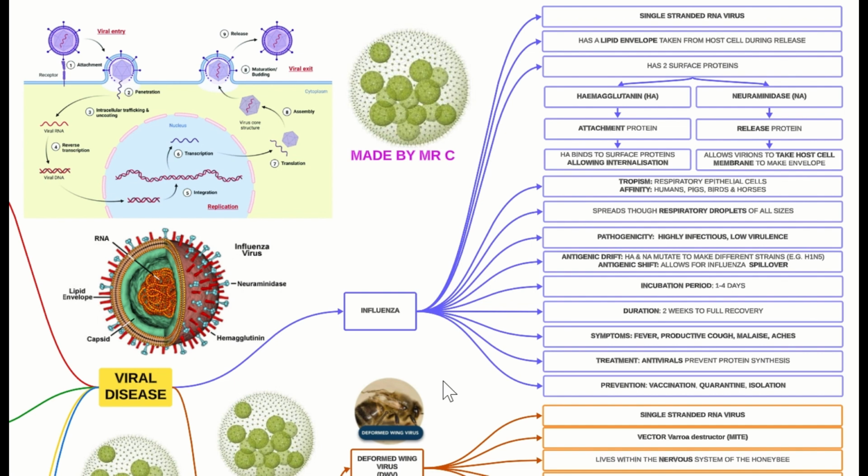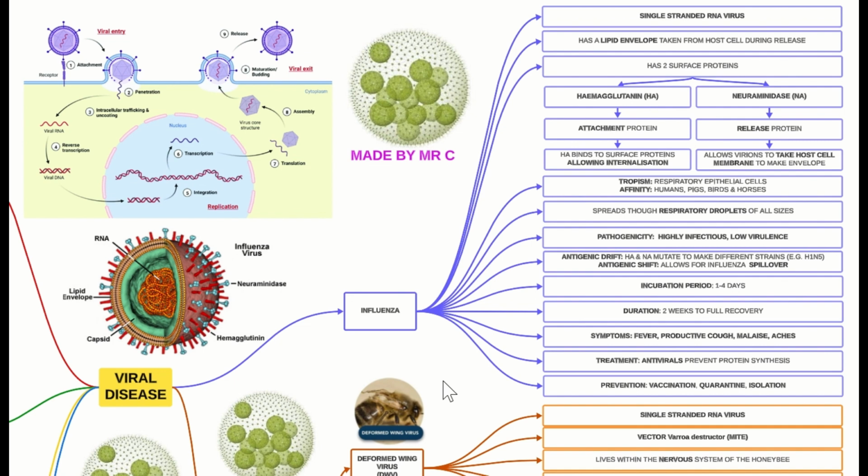It allows the virions to take a bit of the host cell membrane to make its lipid envelope. Influenza's tropism is respiratory epithelial cells, and it has an affinity for humans, pigs, birds, and horses. It spreads rapidly through respiratory droplets of all sizes. It's highly infectious, so that means it's easily spread, but with low virulence, which means it doesn't kill many of the hosts that it lives in.